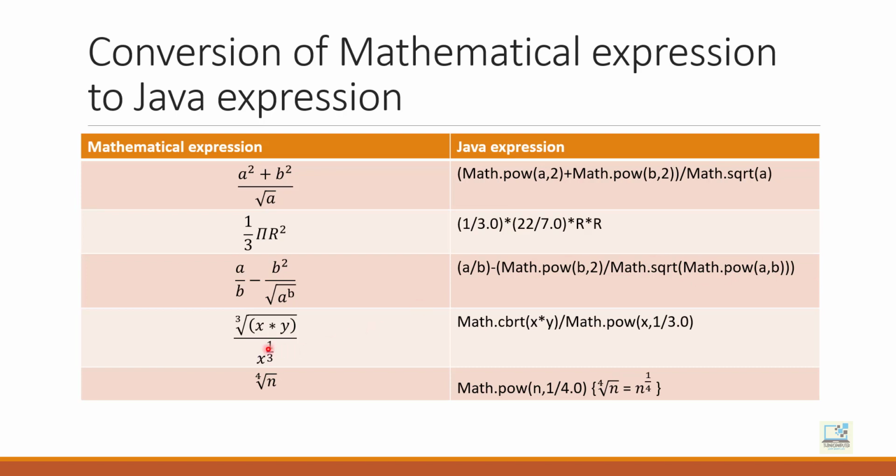For the fourth one, which is cube root of x into y divided by x to the power 1 by 3, I have used Math.cbrt(x * y). cbrt is for finding cube root. Divided by Math.pow of x to the power 1 by 3, so I have written x comma 1 by 3.0. So x is the base and 1 by 3.0 is the power. But see the last example, here we have 4. We do not have such a function, but we are going to use this logic. If it is 4 in the root, then that is equal to the power 1 by 4. So using that property, I have written Math.pow(n, 1 by 4.0).